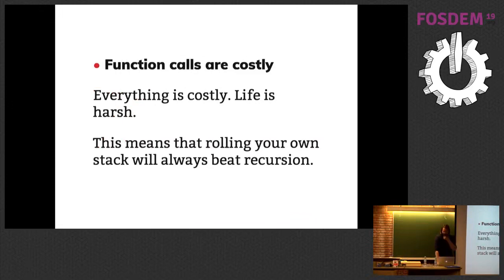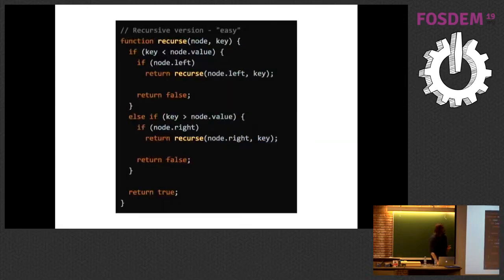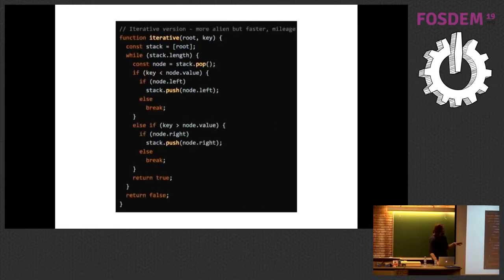So to go fast on the last tips, function calls are costly in JavaScript, like in any language. So everything is costly and life is hard, so don't worry. This means that usually recursion is a worse idea than using iterative versions using stacks. So this, for instance, recursion scheme to traverse a binary tree is actually slower than doing this strange alien thing. But your mileage may vary, so please benchmark it, because sometimes it is the case, sometimes it's not. That's pointing back to the challenges earlier.